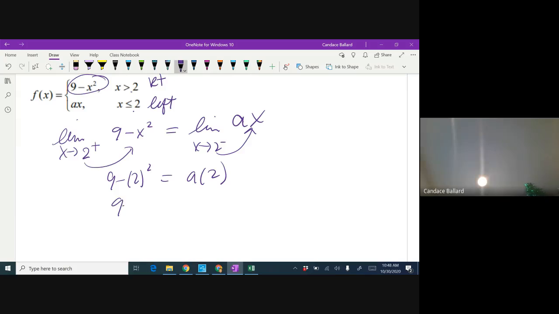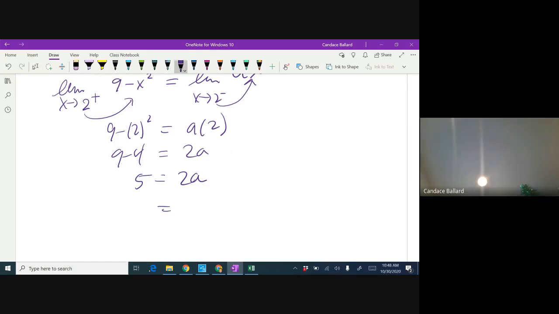Well, 2 squared is 4, and 9 minus 4 is 5. And then I am going to divide by the 2. So the a value that would make that continuous is 5/2.